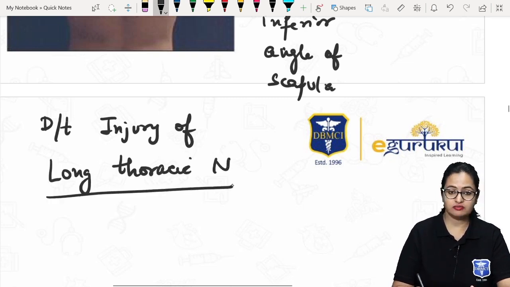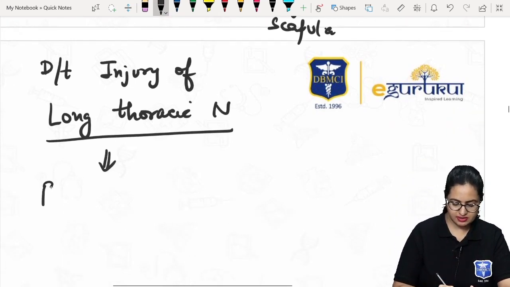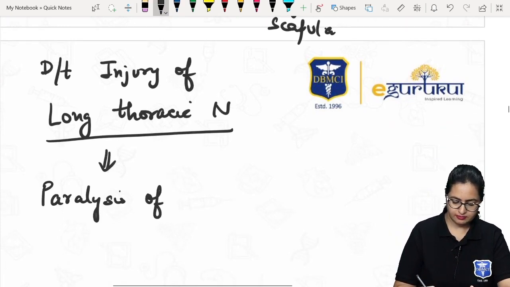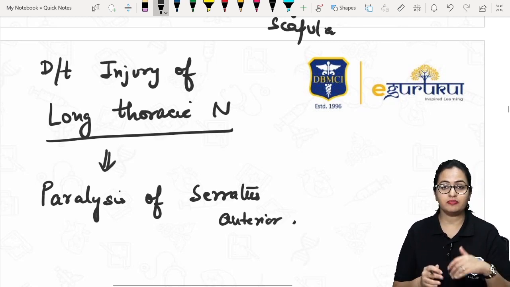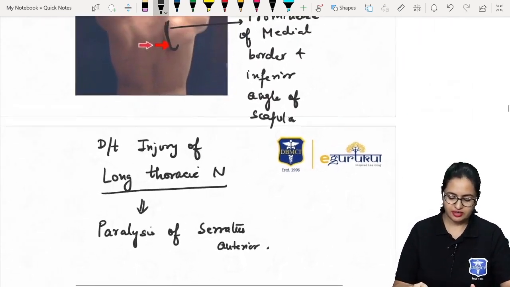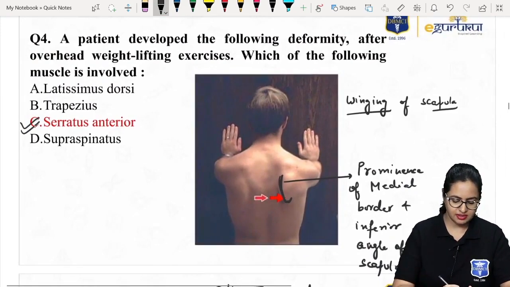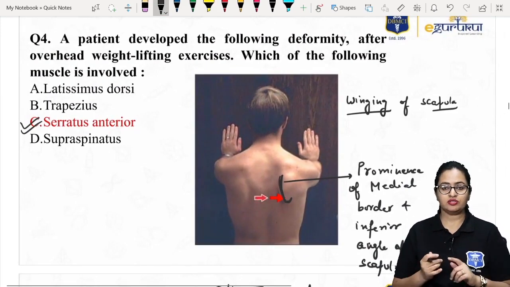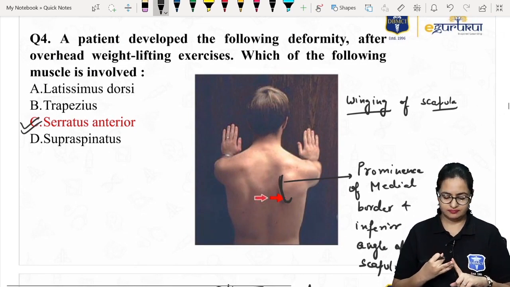It is due to the injury of the long thoracic nerve, which leads to the paralysis of serratus anterior. So the muscle which will be involved in this case is the serratus anterior, because the long thoracic nerve is affected and it is leading to the winging of scapula.